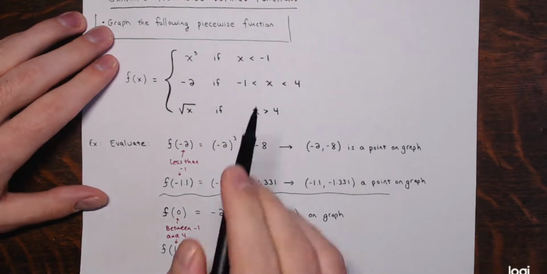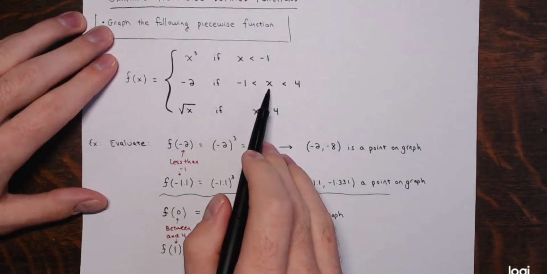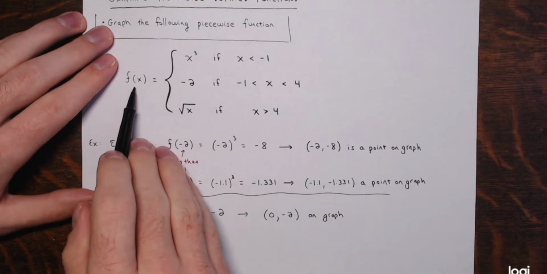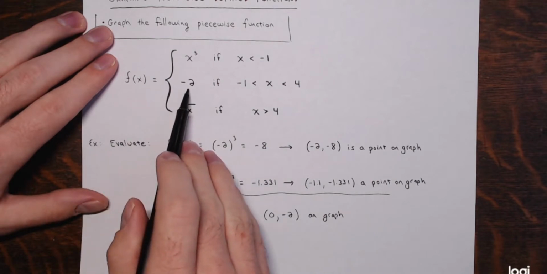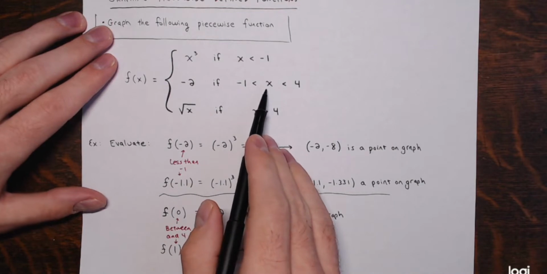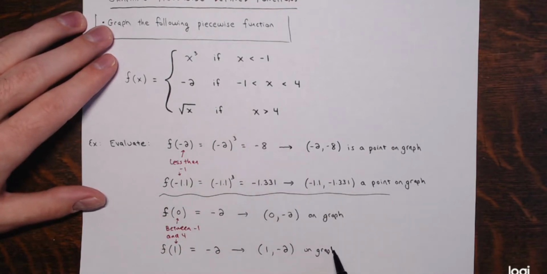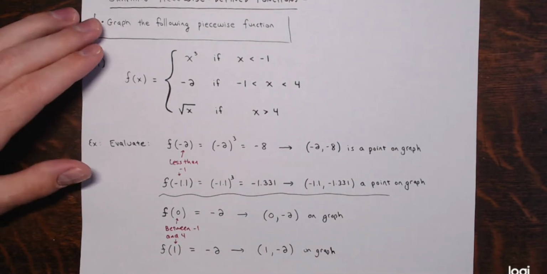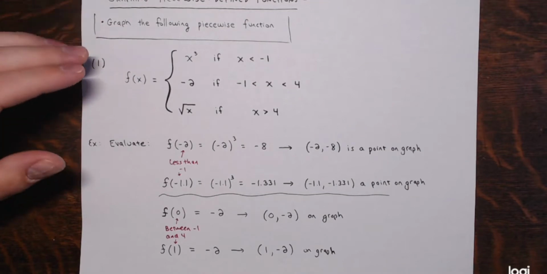And if our input is in between negative 1 and 4, the output, f of x, is equal to negative 2. And then once again, this tells me a point on the graph. That means input 1, output negative 2 is on the graph. And I could do this all day long, right? There are infinitely many numbers between negative 1 and 4. But no matter what you pick, the output is negative 2.